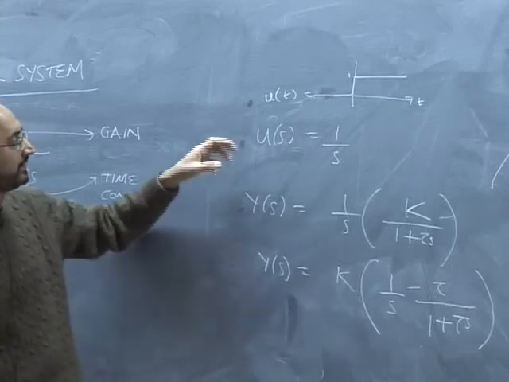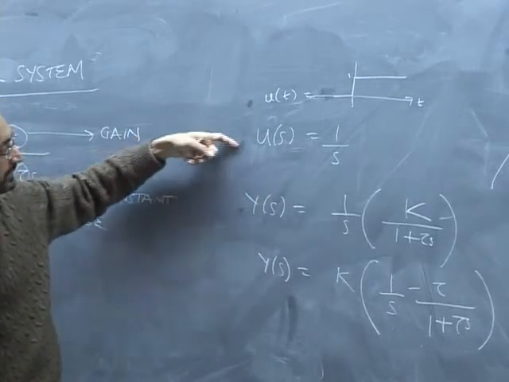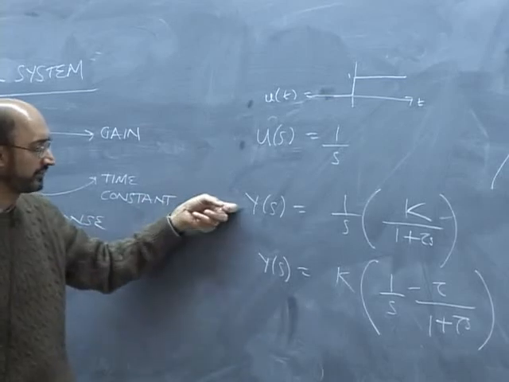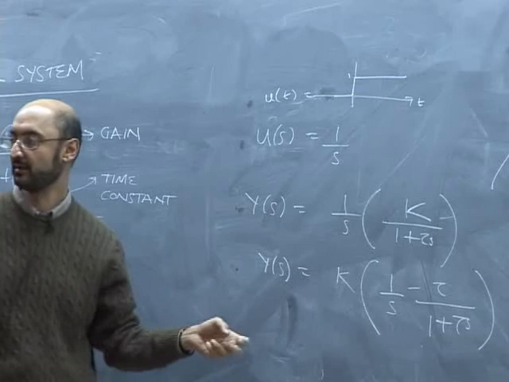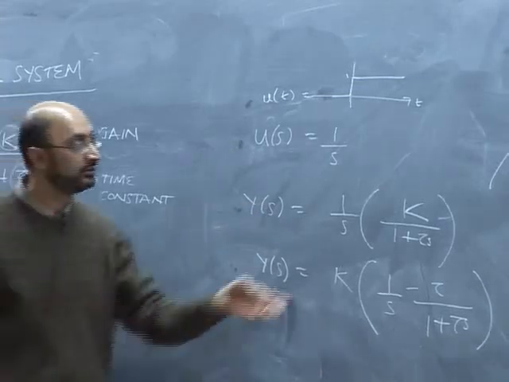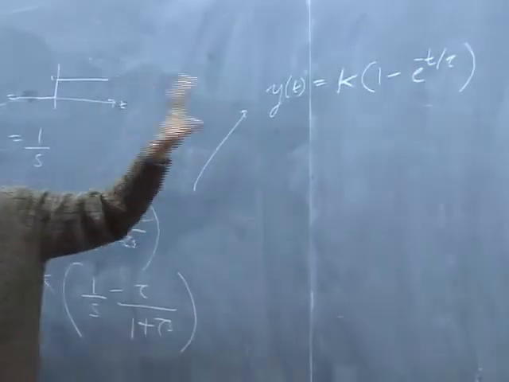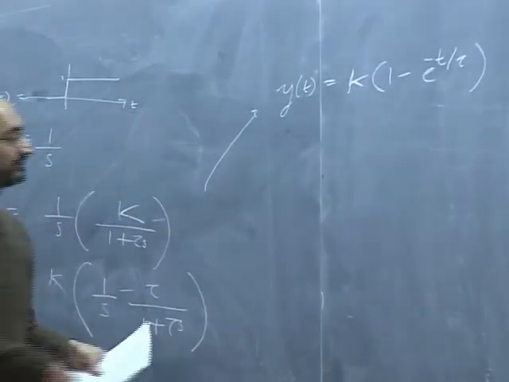Understand these four steps. You need to know the definition of step input, Laplace transform, transfer function, and partial fractions, which by now, hopefully, all of you understand. But once you know these four things, you get y of t from the inverse transform basically right away. Okay, and what does this look like?